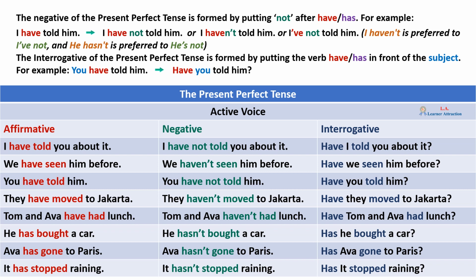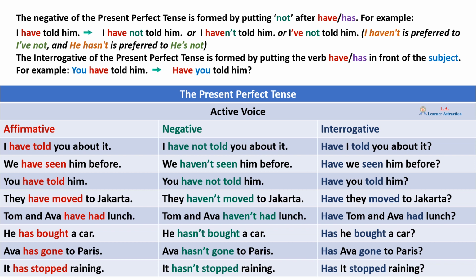We have seen him before. We haven't seen him before. Have we seen him before? You have told him. You have not told him. Have you told him? They have moved to Jakarta. They haven't moved to Jakarta. Have they moved to Jakarta?